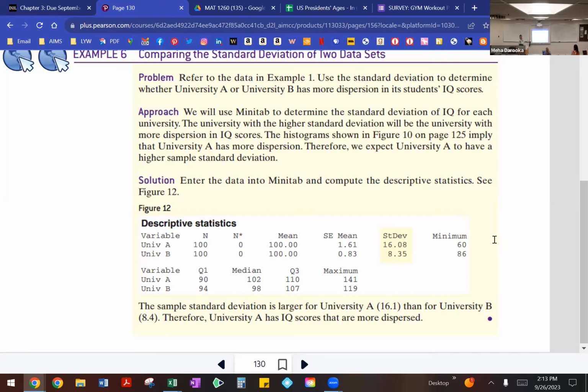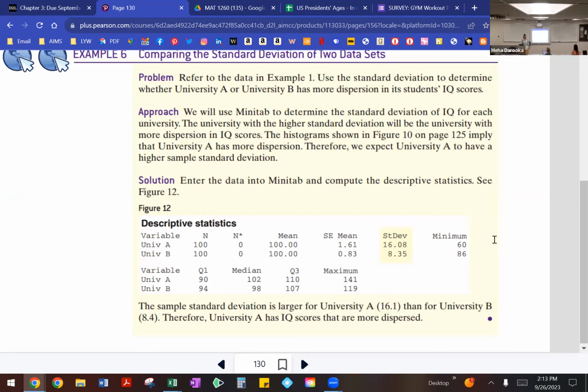So what does that tell us? Yeah, it means they're more spread out, right? So University A is basically saying we have more spread out data values, because look at their minimum IQ score was 60 and the maximum was 141. And for University B, the lowest IQ score was 86 and the highest is 119, right? So we would say B has more consistent data because those numbers are closer together, right? They're not spread out as much, whereas University A can go from 60 on the IQ score to 141. So that's a big spread.